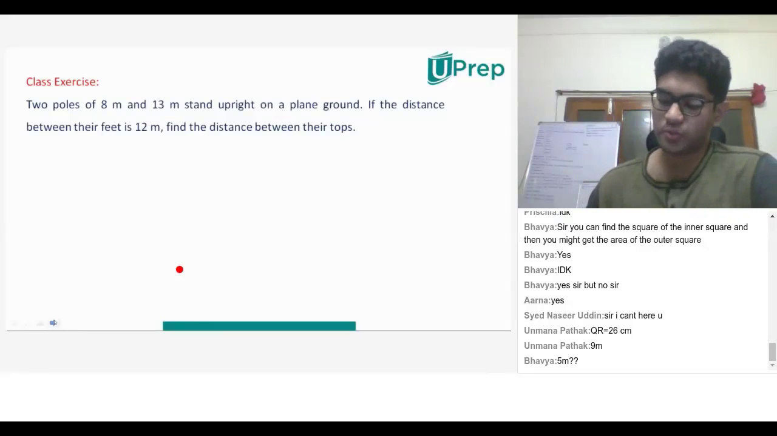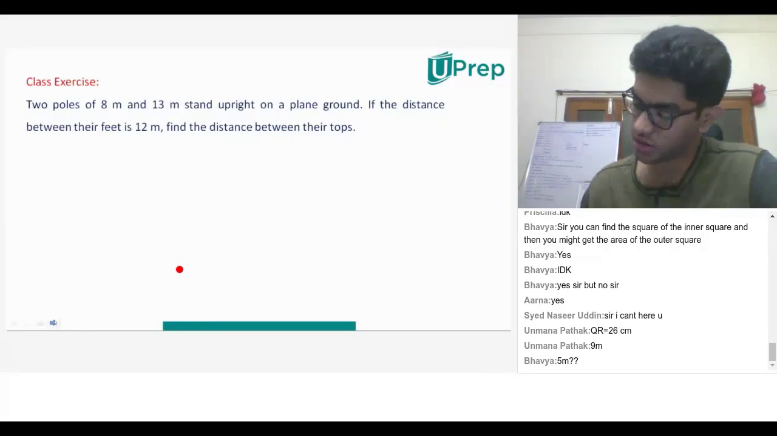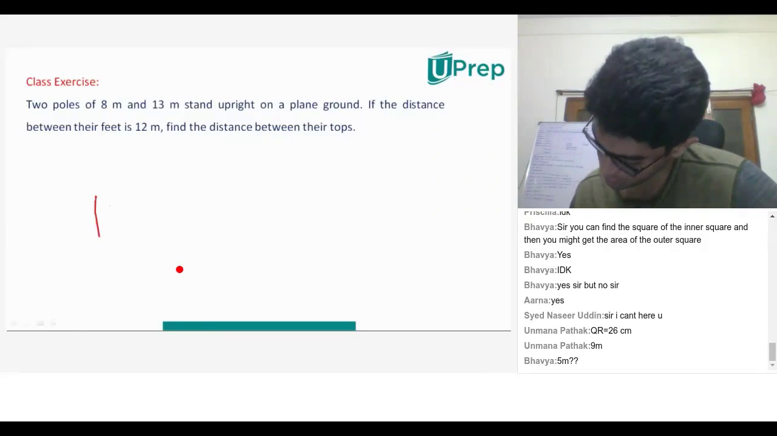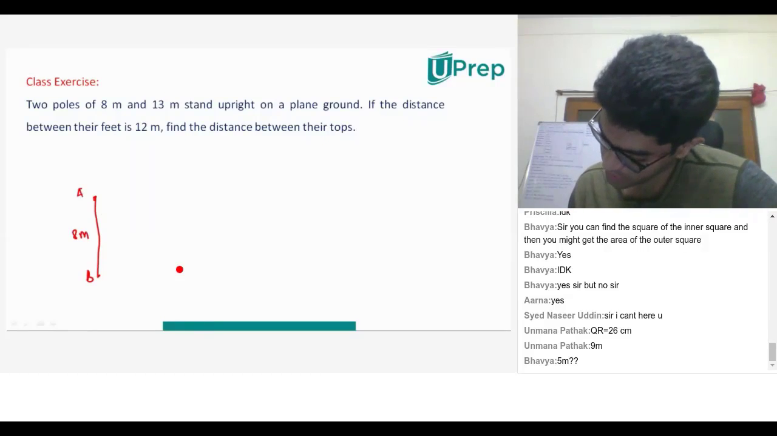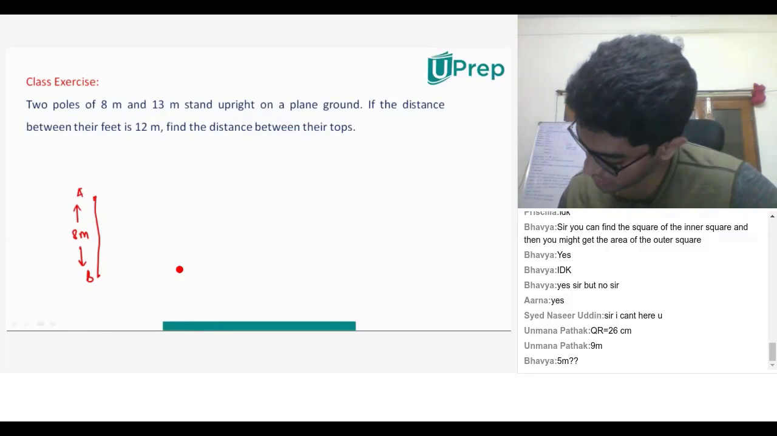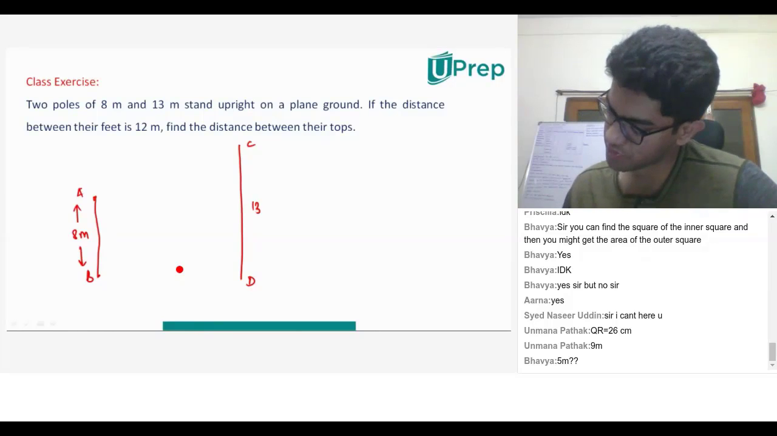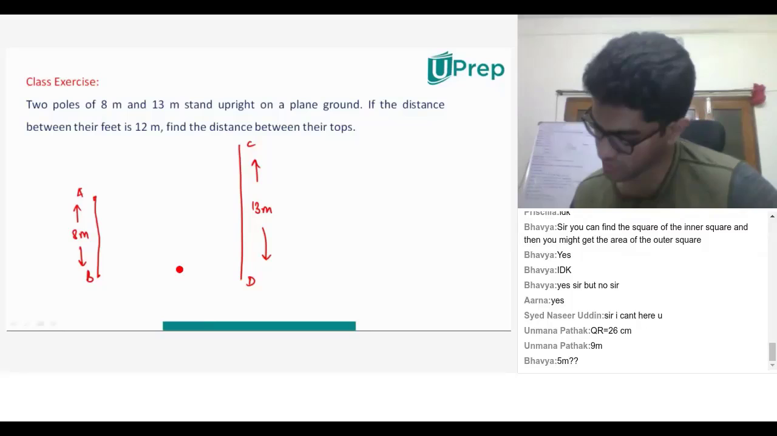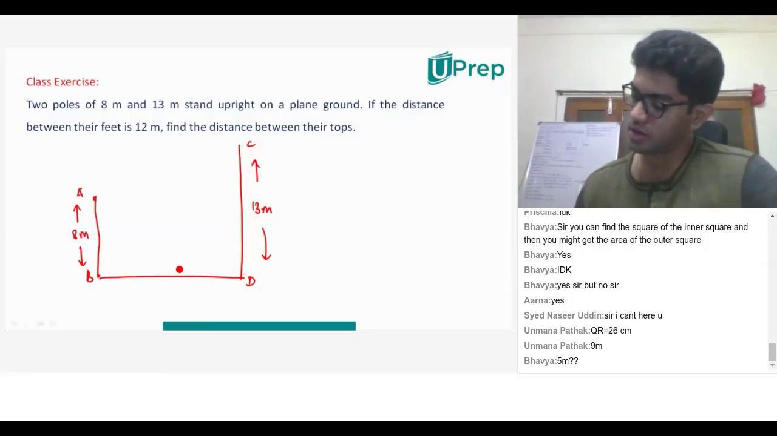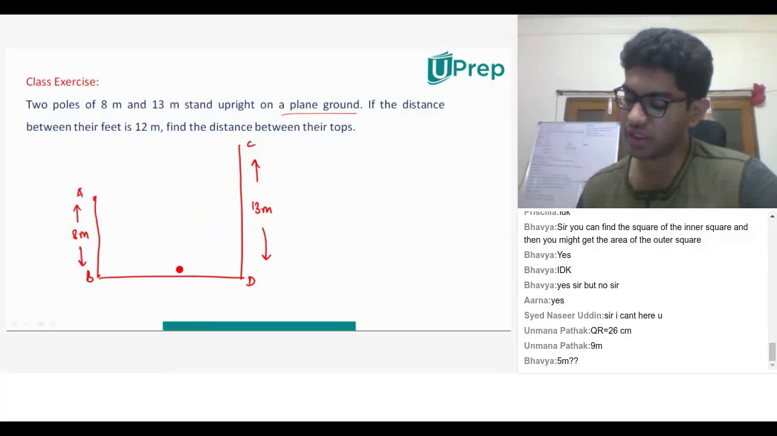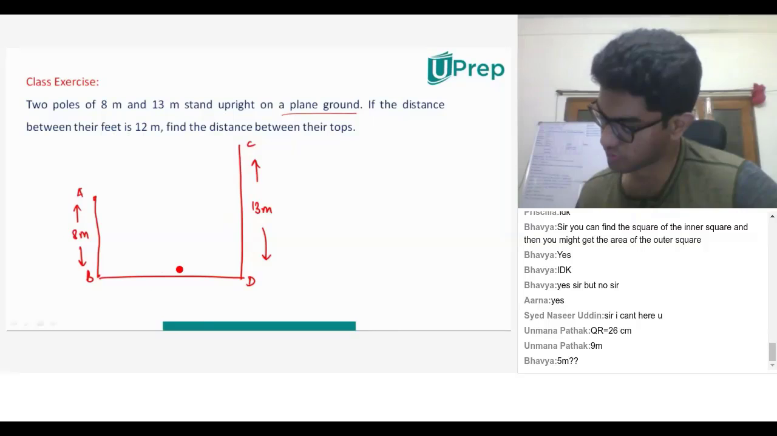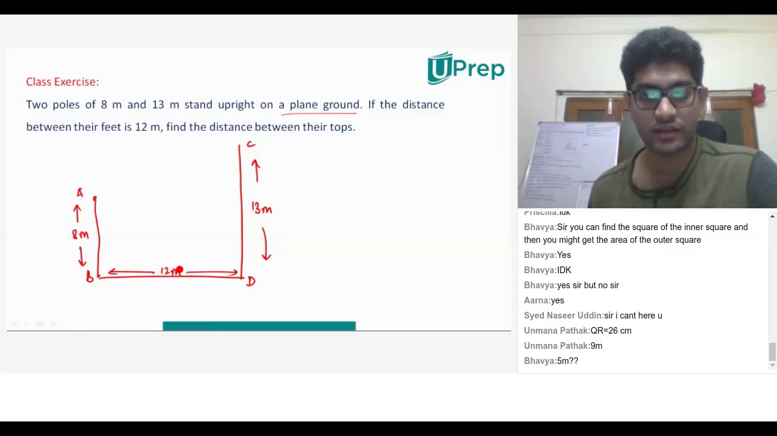Okay. There are two poles. One is 8 meters and the other is 13 meters. Pole 1, AB, 8 meters. Okay, beautiful. Another pole, CD, 13 meters. Correct? Both of them stand upright on a playground. If the distance between their feet is 12 meters, this is 12 meters. What's he asking us?